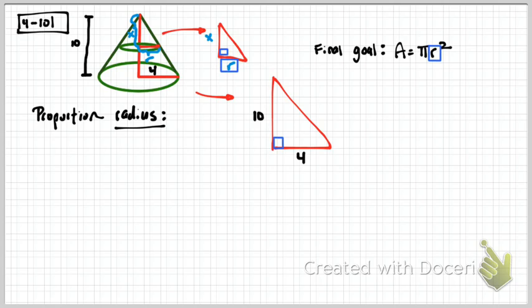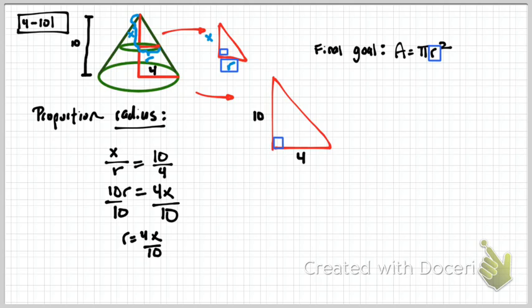To do that, we're going to set up the proportion, which can be set up one of two ways, but we'll do x over r is equivalent to 10 over 4. We want to solve for r, so cross multiply. You get 10r equals 4x. Divide by 10, divide by 10. R is equal to 4x over 10, or 2x over 5 is equal to r. This is what we're going to use.